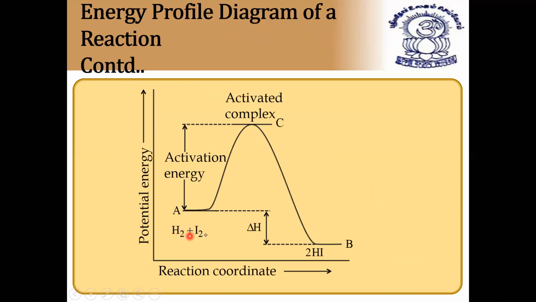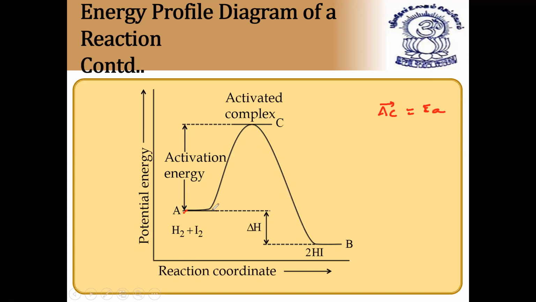So here H2 plus I2 is at A initially, and then they reach the activated complex C, and then they form B, which is the formation of product. This diagram is very, very important. They will ask graphs in the examination. Always, this portion is called the initial reactant, and here this is called the activated complex C. The distance between A and C is nothing but the activation energy. AC is the activation energy, and the more the activation energy, the less the rate of reaction.